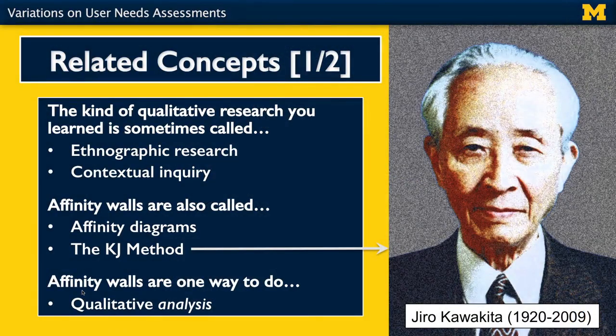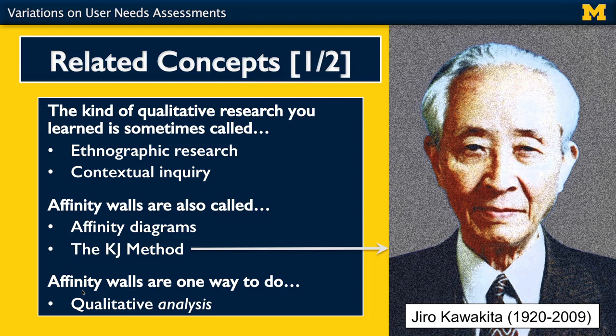The kind of qualitative research that we learned in this course is sometimes called ethnographic research because it's related in some ways to the ethnographic methodology that's used by anthropologists. Of course, what we do is much, much lighter than what professional ethnographers do, because they will often spend a year or two in the field really observing and interacting with the people that they're studying.